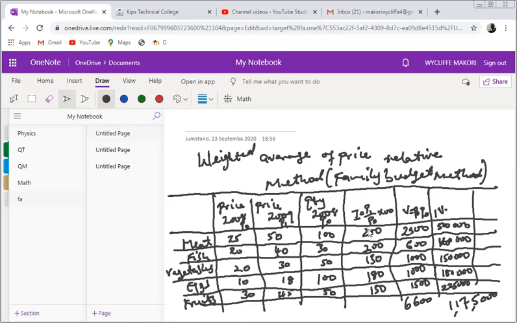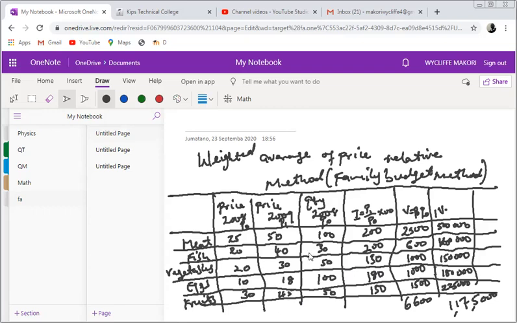Like for example, here we have the I for the meat, which we arrived at by dividing 50 divided by 25, and then we multiply the answer by 100 to get this. For fish, it is 40 divided by 20, then you multiply by 100 to get this. For vegetables, it is actually 30 divided by 20, you multiply by 100 to get this. For eggs, it is 18 divided by 10 times 100. For fruits, it is 45 divided by 30 times 100. You get that. After getting your I, you can get your V, which is PO times QO.